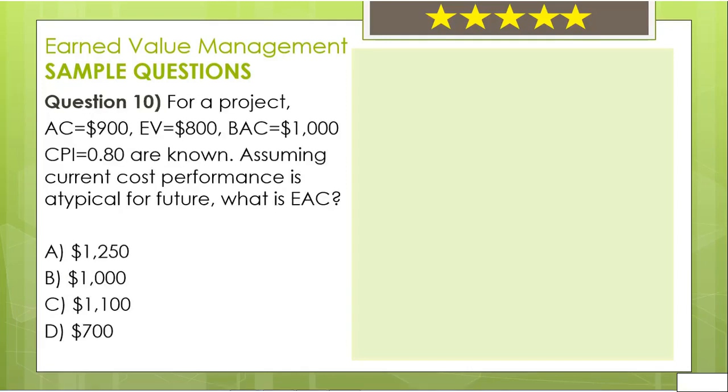Question number 10. For a project, AC equals $900, EV equals $800, BAC equals $1,000, and CPI equals 0.80 are known. Assuming that current cost performance is atypical for future, what is EAC?